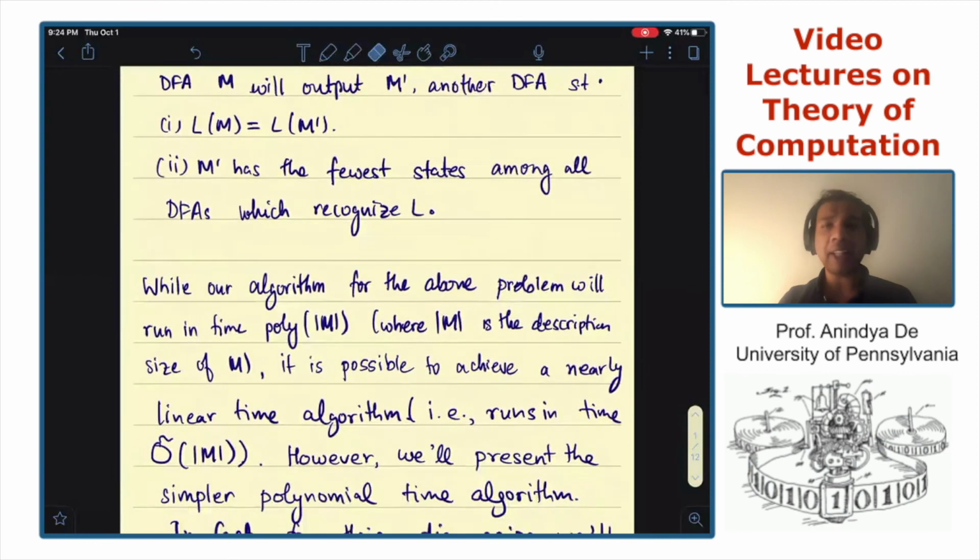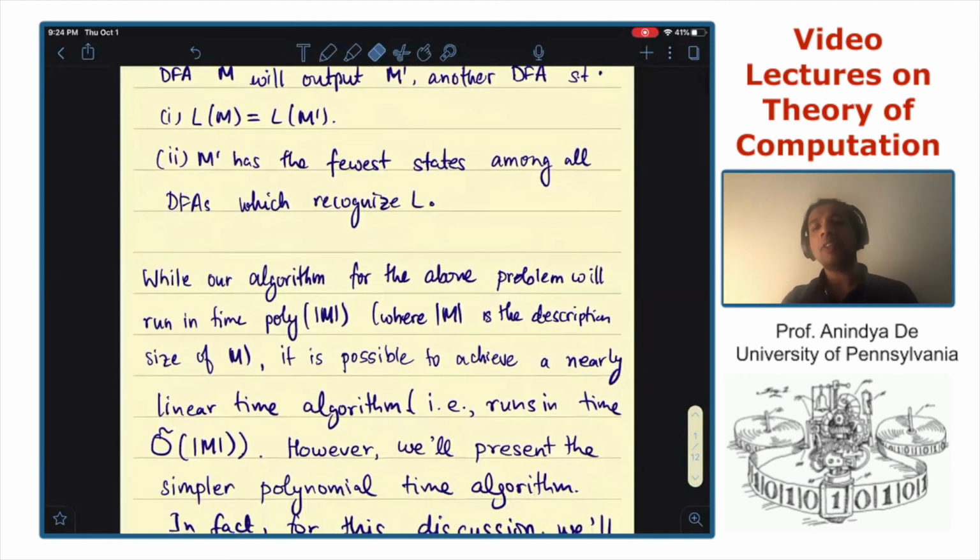And as we'll see, our algorithm for this problem will run in time polynomial in the description size of M. M is presented to you as a DFA, so you can think of it as presented to you as a graph. And the running time of our algorithm would basically scale polynomially in the number of states and the alphabet, which is also a proxy for the description size of the DFA.